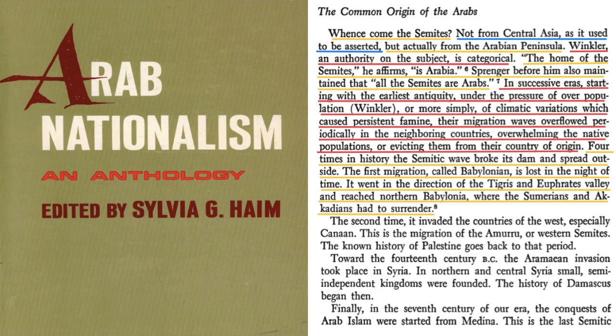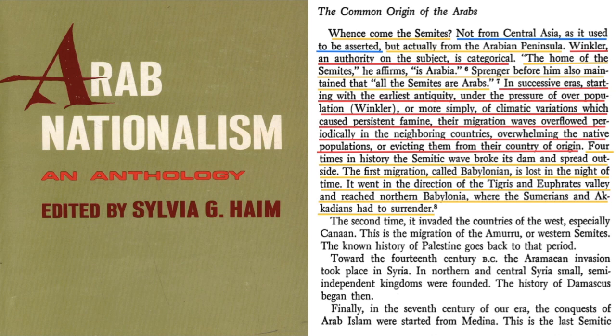In this book, Arab Nationalism, it basically breaks things down perfectly. "Whence come the Semites? Not from Central Asia, as it used to be asserted, but actually from the Arabian Peninsula. Winckler, an authority on the subject, is categorical. The home of the Semites, he affirms, is Arabia. Sprenger, before him, also maintained that all Semites are Arabs."